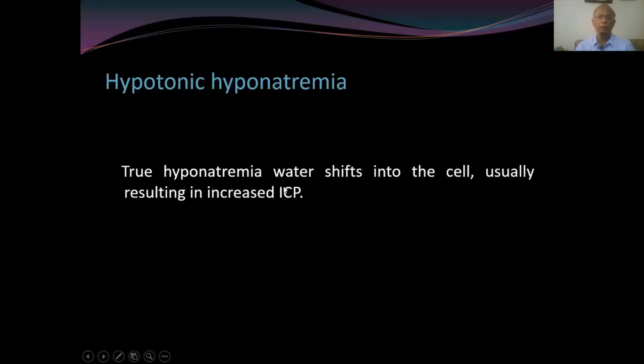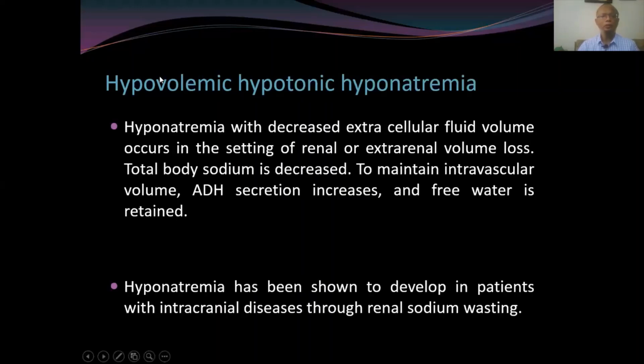In true hyponatremia, water shifts into the cell, usually resulting in increased intracellular pressure. We have already seen in our previous slides that when there is hyponatremia in the extracellular fluid, that fluid will enter into the cell, which will raise the intracellular pressure. But when there is hypernatremia, water will come out from the cell and there is a shrinkage of the cells. So this you have to consider when you are treating a case of hyponatremia. Now comes to the hypovolemic hypotonic hyponatremia.